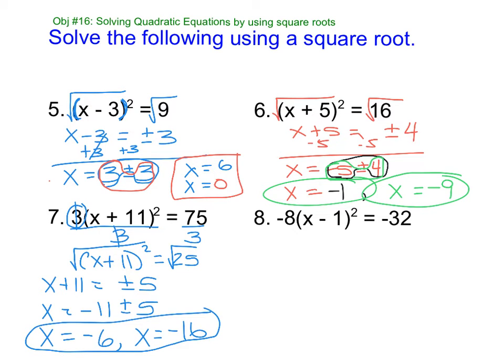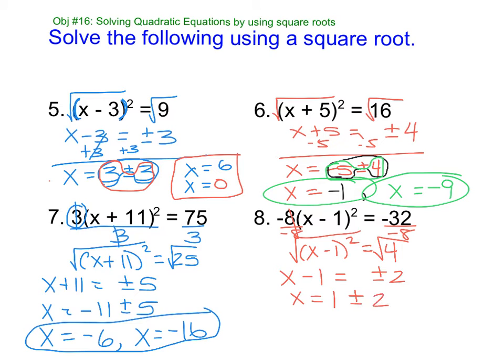All right, last one on the slide. Again, start by dividing. I'm going to divide by negative 8. X minus 1 squared equals 4. Now pause it and finish it. Square root of both sides. X minus 1 equals plus or minus 2. I'm going to move the 1 to the other side. So 1 plus or minus 2. 1 plus 2 is 3. 1 minus 2 is negative 1. And we're done.